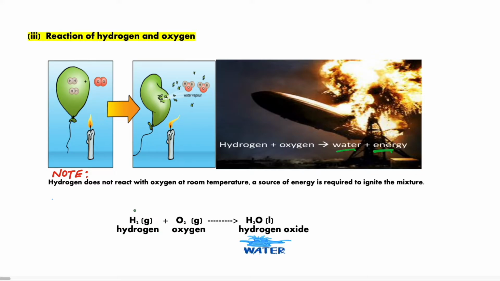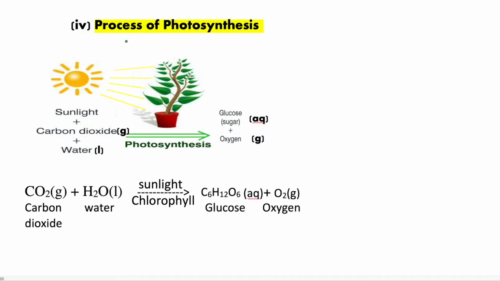So here the hydrogen is an element which is gaseous in nature. It combines with another element, oxygen, which is again gaseous in nature. When these two combine, it forms hydrogen oxide or dihydrogen monoxide, which is commonly called water. So here change in state is seen. Hydrogen is a gas, oxygen is a gas, but the product that is being formed is liquid, which puts out the fire.